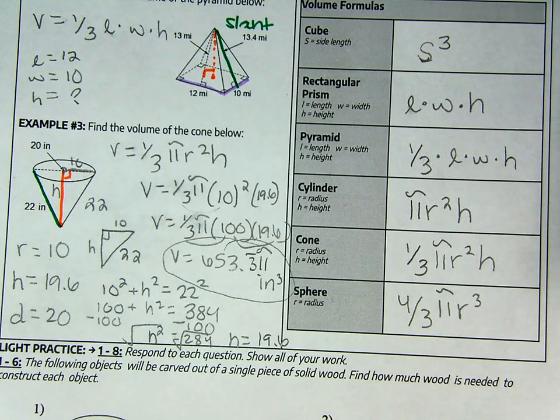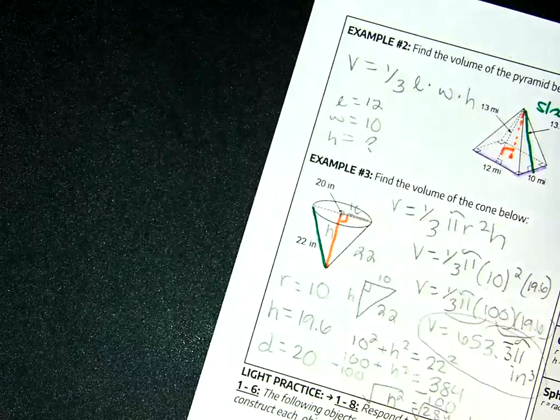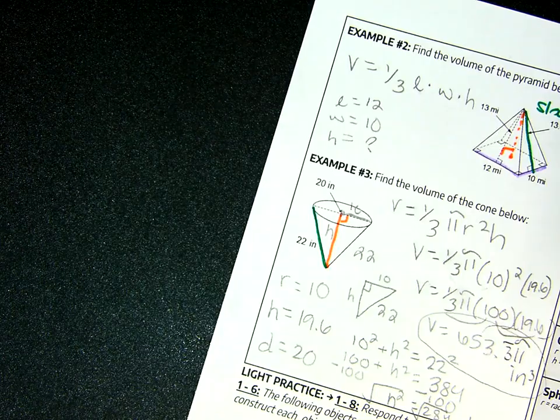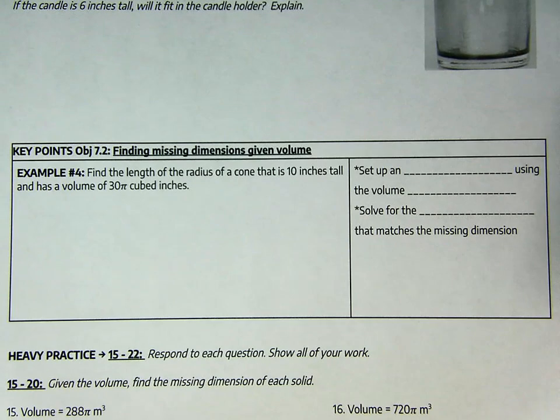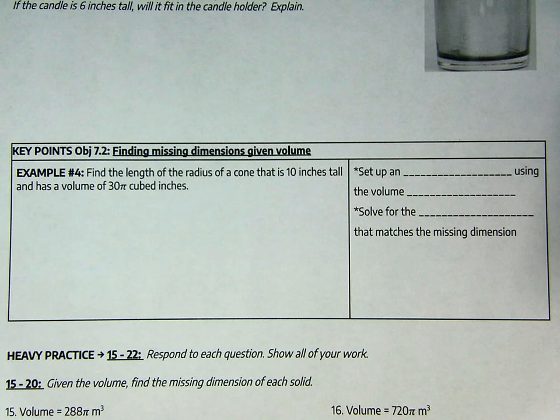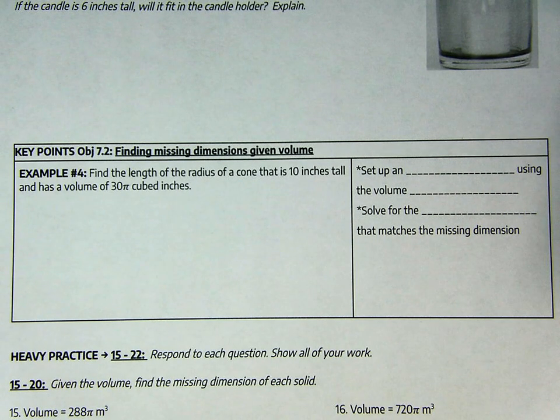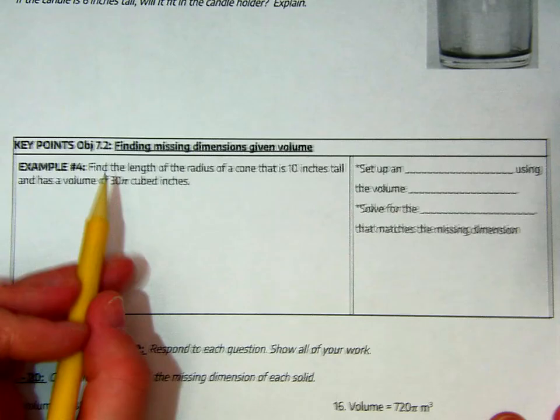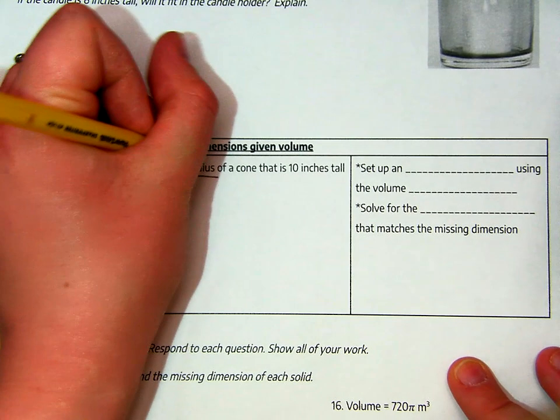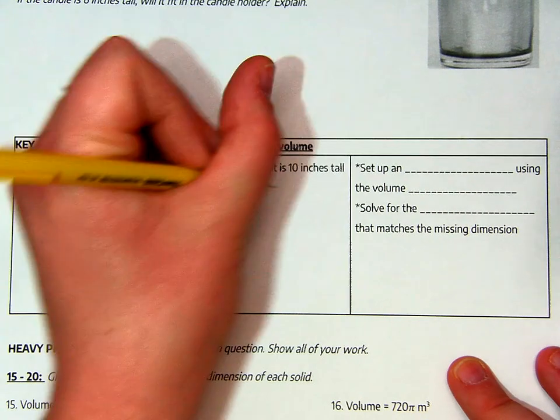All right. Cool. And then the last key points box I'm going to show you quickly is where we're going to find the missing dimensions given volume. So I'm given the volume, how can I solve for a length within that volume? So, for example, if I'm finding the length of a radius of a cone, so I want the radius of a cone that is 10 inches tall and has a volume of this, okay?